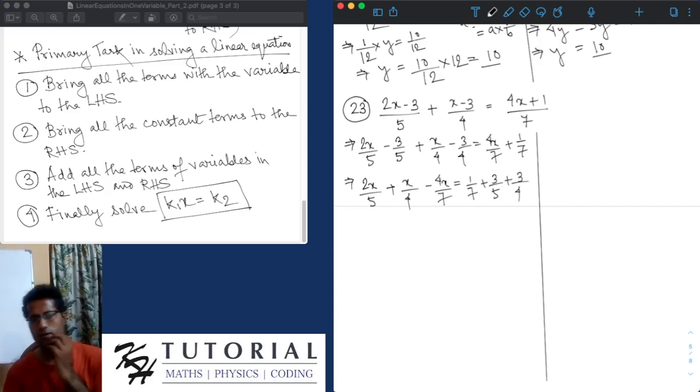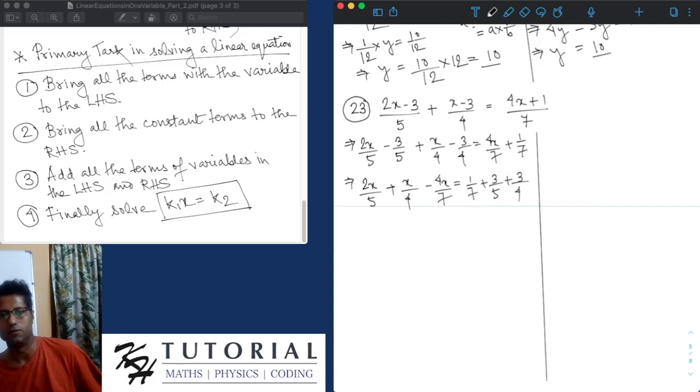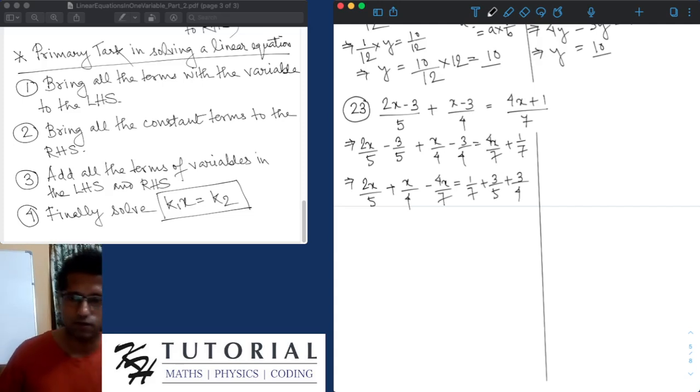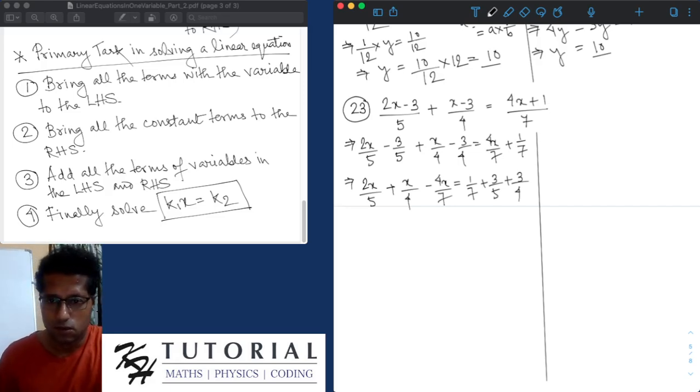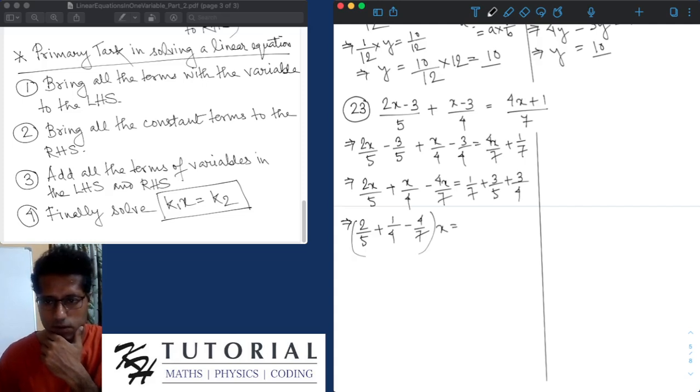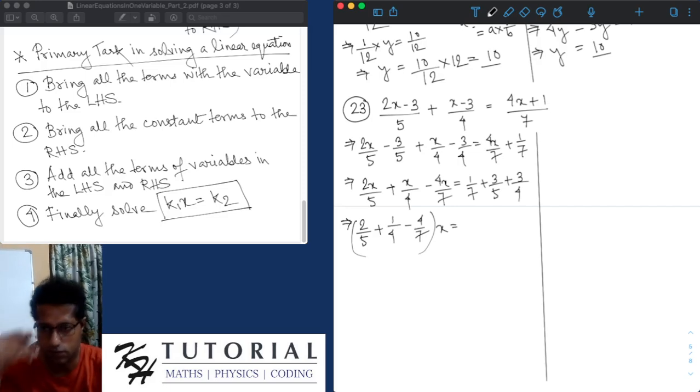So as you can see, now you will have to deal with addition and subtraction of rational numbers, and you have to be comfortable with that. Only if you are comfortable can you use this straightforward method. Now if I add up all the variable terms in the LHS and all the constant terms in the RHS, it becomes 2 by 5 plus 1 by 4 minus 4 by 7, times x, equals, now I have to add all these rational numbers.